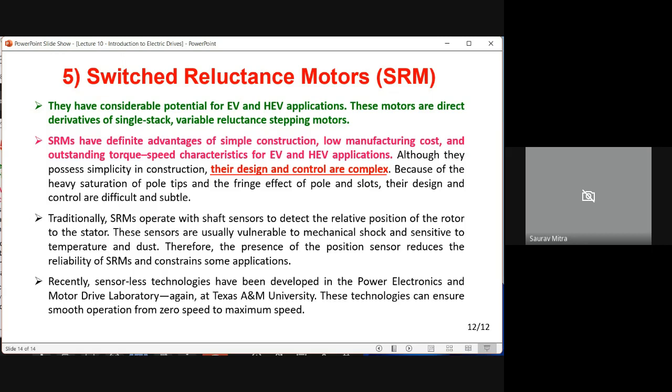Recently, this is again another development by Texas A&M University. Sensor-less technologies have been developed in the power electronics and motor lab. That means it does not require a shaft position sensor, and without one they have designed the SRM. These technologies can ensure smooth operation from zero speed to the maximum speed, so lowest speed to high speed control of EV or HEV without any shaft position sensor. Otherwise, this is not possible. So this was the introduction of all the different kinds of motors which are used in the case of EV or HEV.